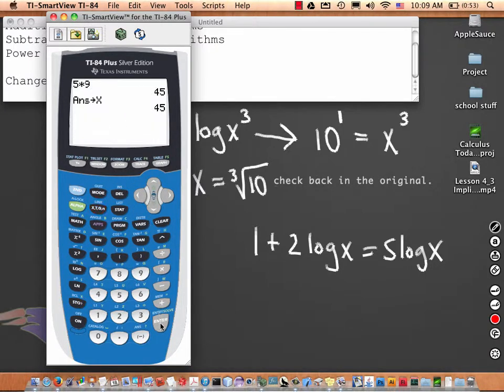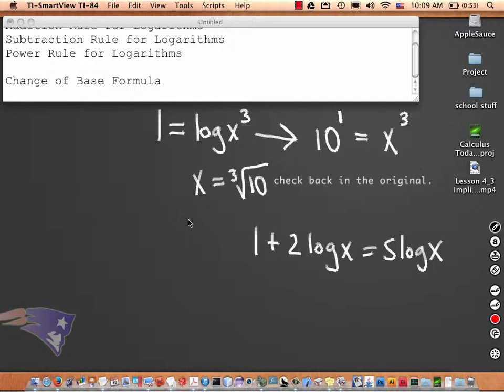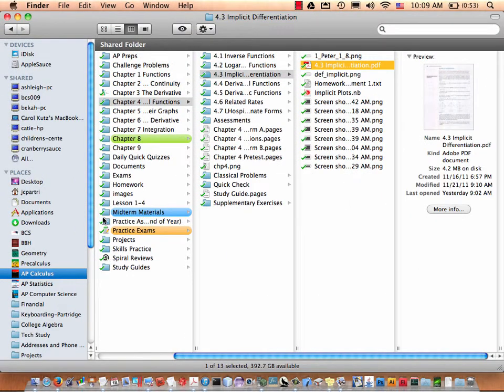Okay. So how would that change things if you went into y and did 5x plus 1 and graphed it? Will it change the graph? I don't believe so. Okay. Great. All right.